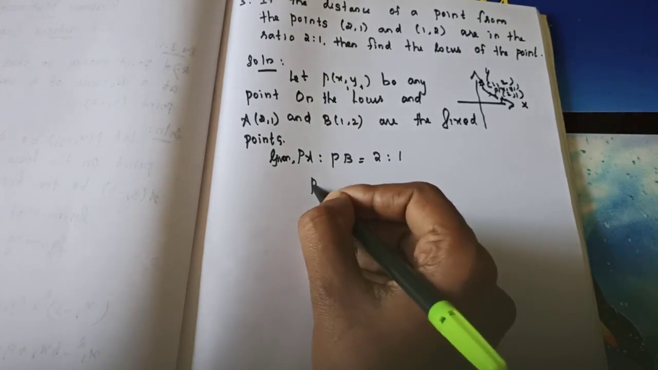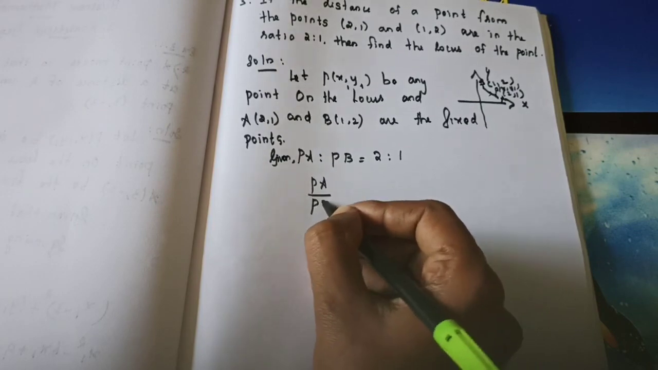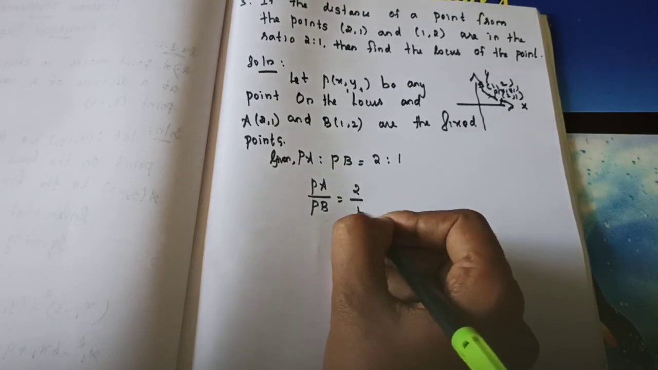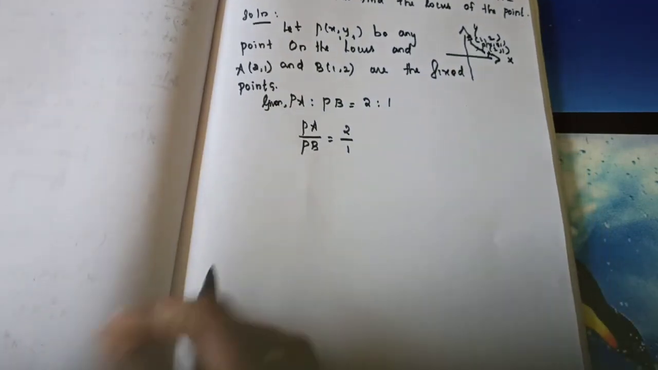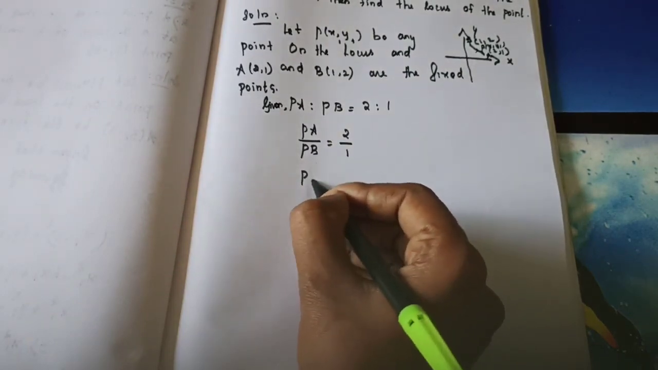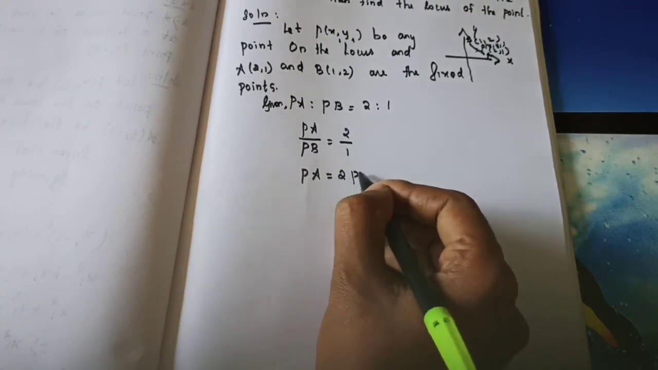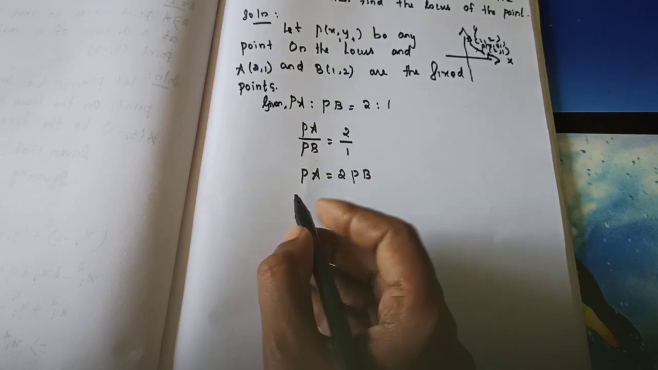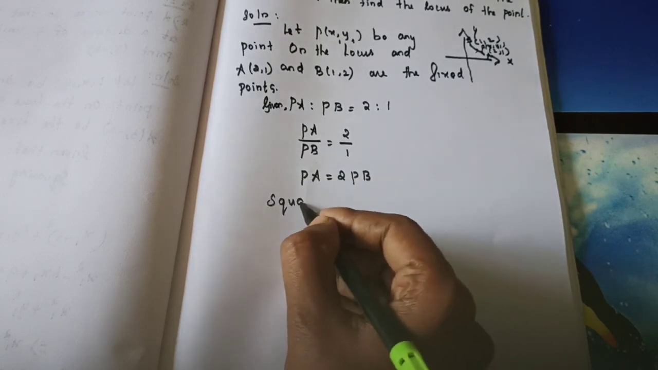So the meaning is PA divided by PB equal to 2/1. Understand? So ratio means we will write in divide. Is it right? Now cross multiply. PA is equal to 2 into PB. Next you will use the distance formula. Square it on both sides.